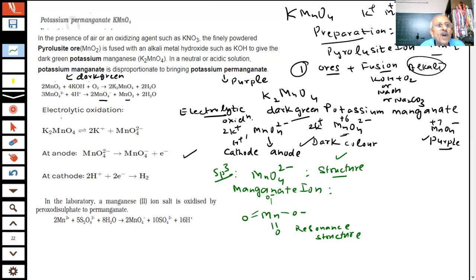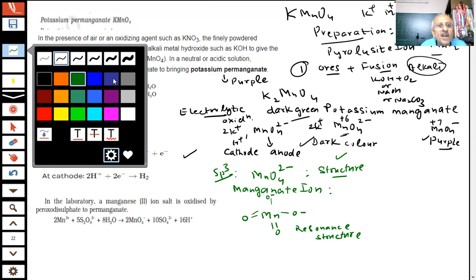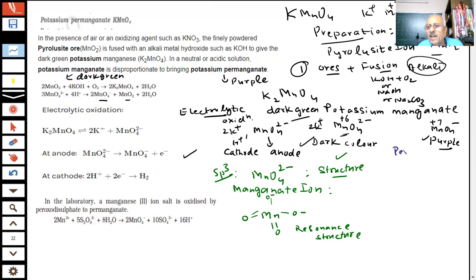And what is the color of the other one? You are saying this is manganate ion. Now I am asking about the permanganate ion, students. Permanganate, purple color. That brinjal color, jamun. What will be the structure of this? This is MnO4 minus.